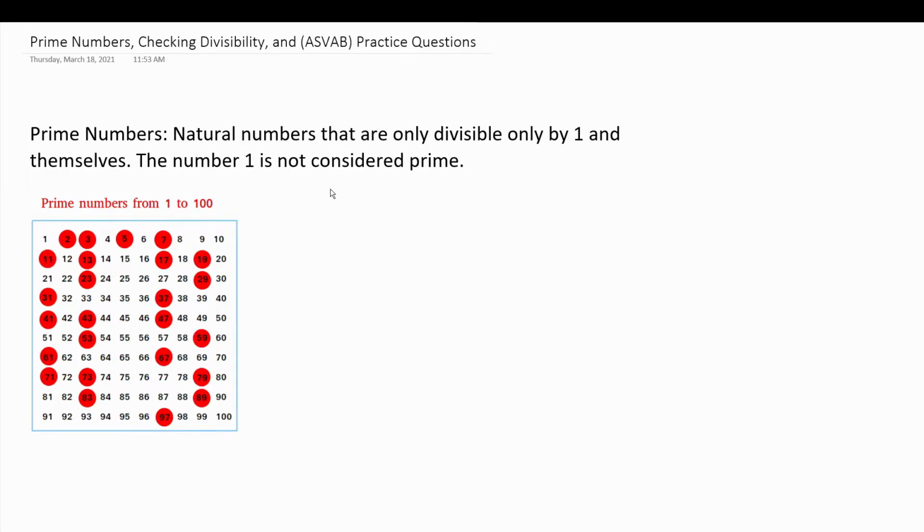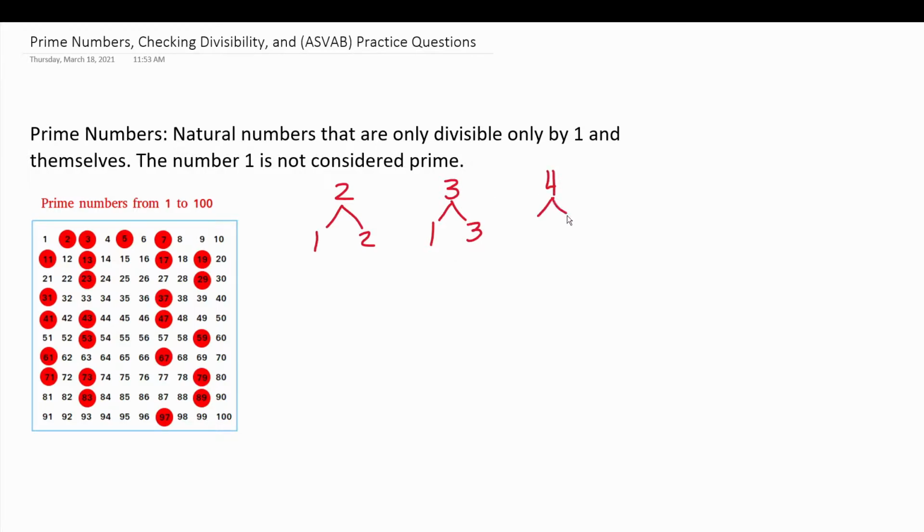Why is 2 circled in red? That is, why is it prime? Well, 2 is prime because it's only divisible by 1 and itself. That is to say, 1 times 2 is 2. There are no other factors of 2. All right, let's talk about 3 now. Why is 3 prime? Again, it only has 2 factors, notably 1 and 3. 1 times 3 is 3.